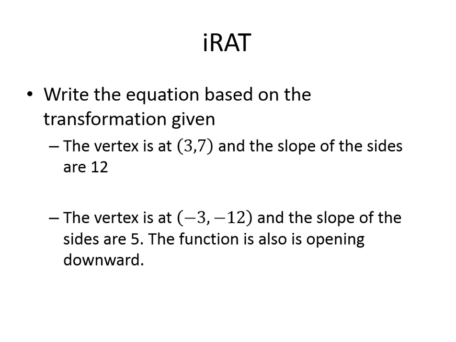Alright, your IRAT. I need you to write the equations. You're going to have y equals something, absolute value of x plus or minus something, and absolute plus or minus something, based on the information I give you. The first one, I tell you the vertex and the slope of the sides, 1/2. The next one, I give you the vertex and the slope of the sides, but this one's opening downward. This one is going to be opening like this. This one is opening upward.